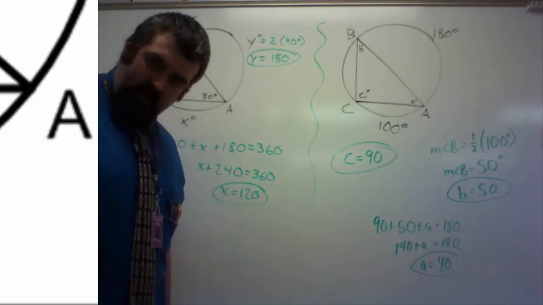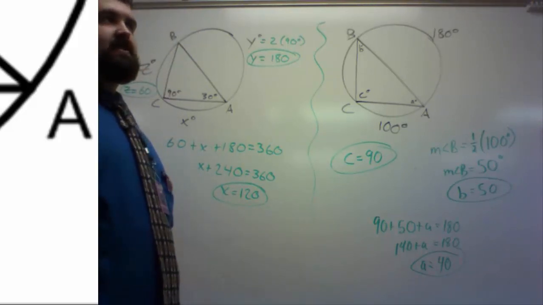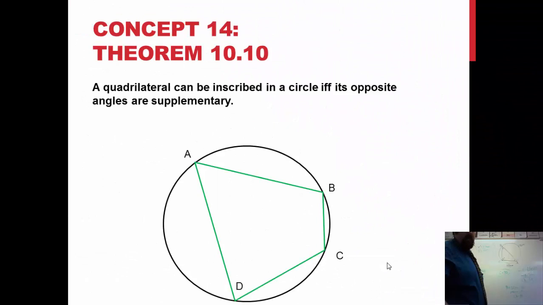We're going to move away from triangles at this point, and we're going to look at quadrilaterals. Now, we've looked at special quadrilaterals already. We've looked at rhombuses, rectangles, parallelograms, and so on and so forth. Not every single shape can be constructed inside of a circle. In fact, there are only certain quadrilaterals that can be, and these are the quadrilaterals that can be.